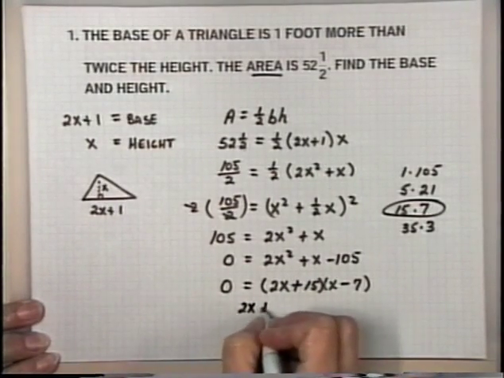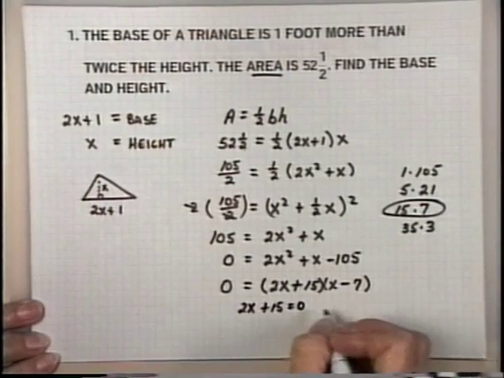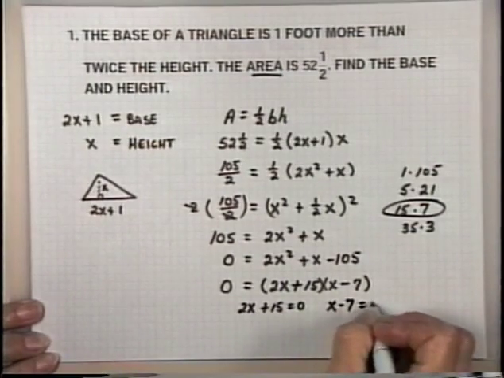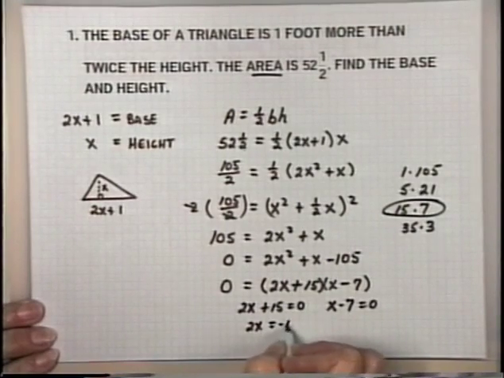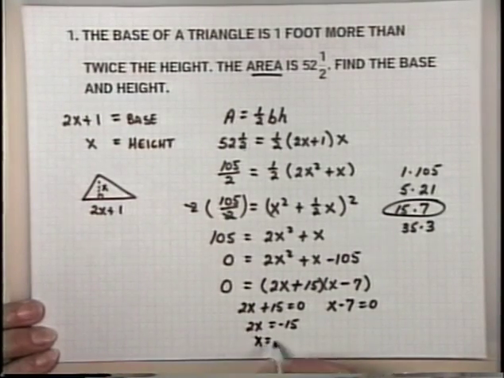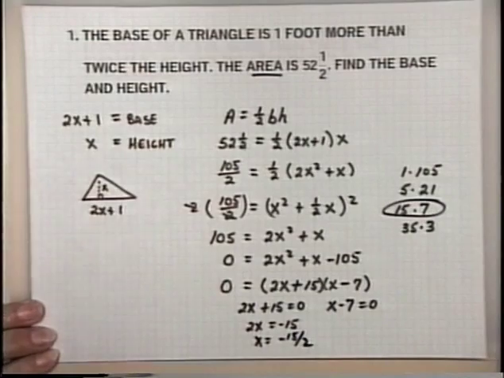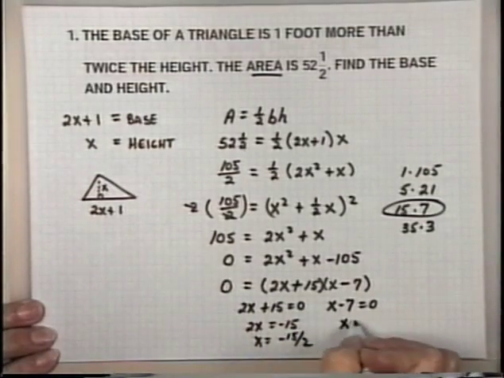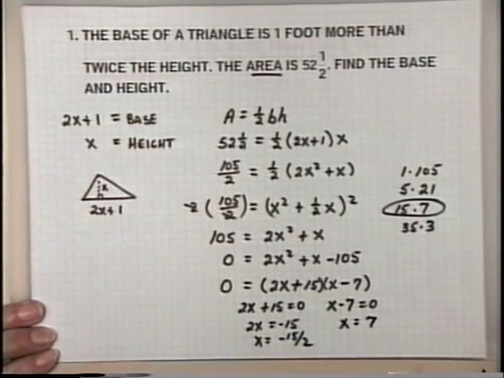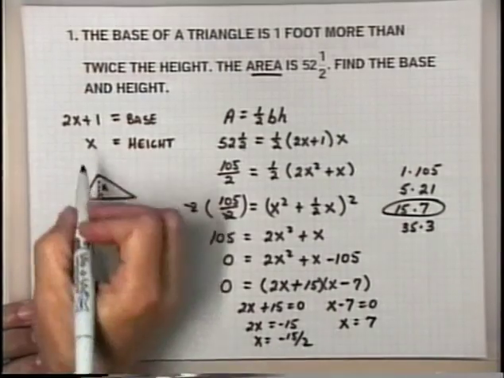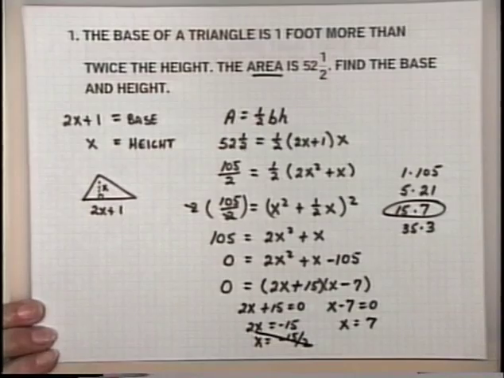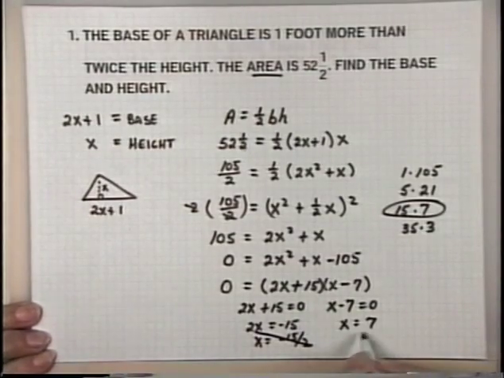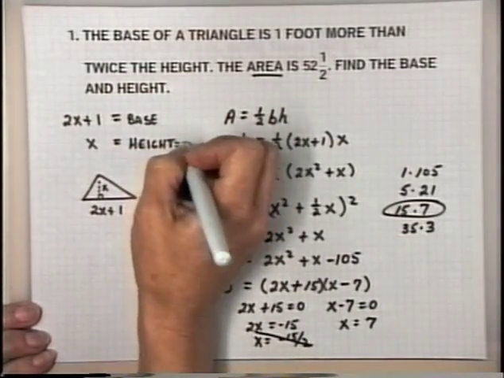Setting our first factor equal to 0 and also our second factor. In our first factor, solving, 2x equals negative 15, x equals negative 15 halves. And from our second factor, we will solve and get x equals 7. Since x is the height of our triangle, it does not make sense to be negative, so we will disregard that solution. Let's look at this x equals 7.